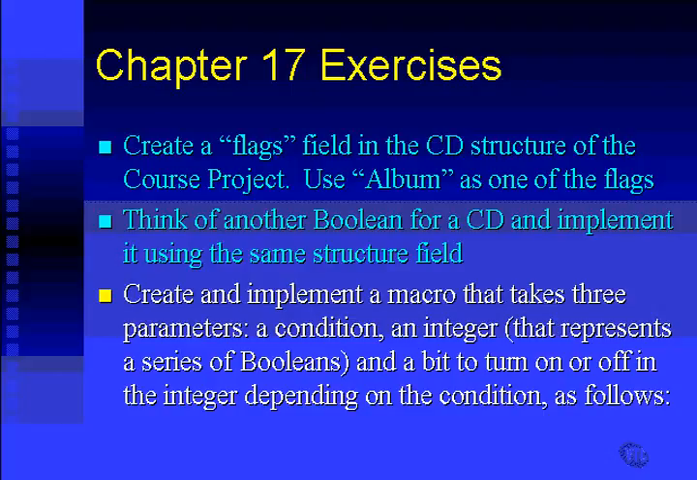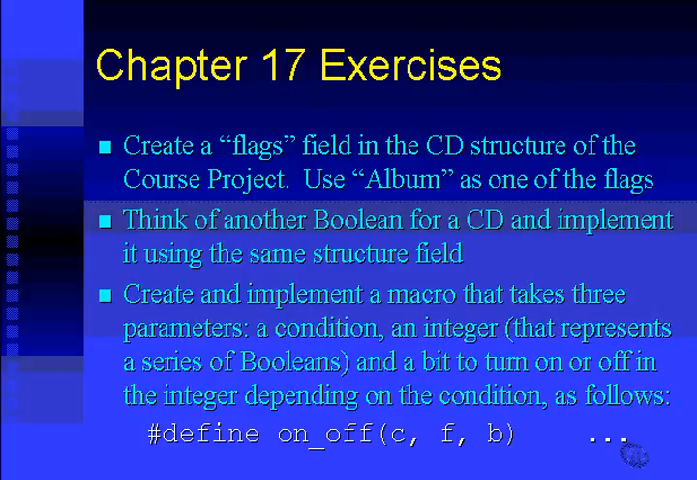The 3 parameters are going to be a condition, an integer. The integer is going to represent the series of booleans. In other words, it's the flags field of the CD. And a bit, a single bit. The bit is the 3rd parameter. In other words, that'll be bit number 1 or bit number 2 or whatever you want to call it. The bit that will turn on or off depending on whether the condition is true or false.